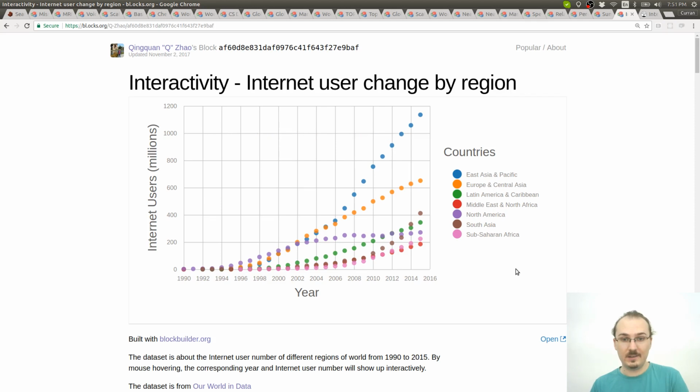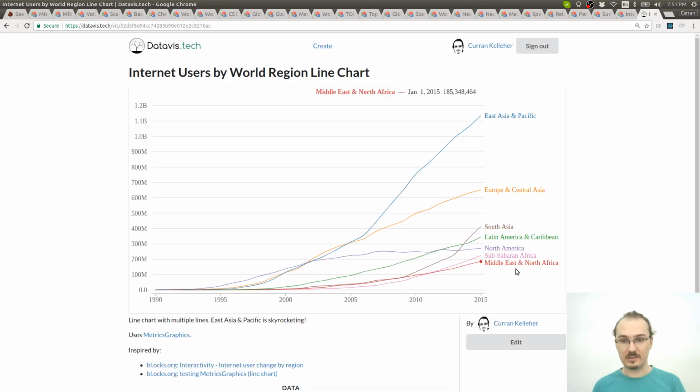And I thought it was so cool that I actually converted it into a line chart. And here's what that line chart looks like. You can see here's North America. It looks like North America saturated with internet users around, I don't know, 2005. But East Asia and Pacific is just growing and growing and growing. Like, I think that's pretty interesting.